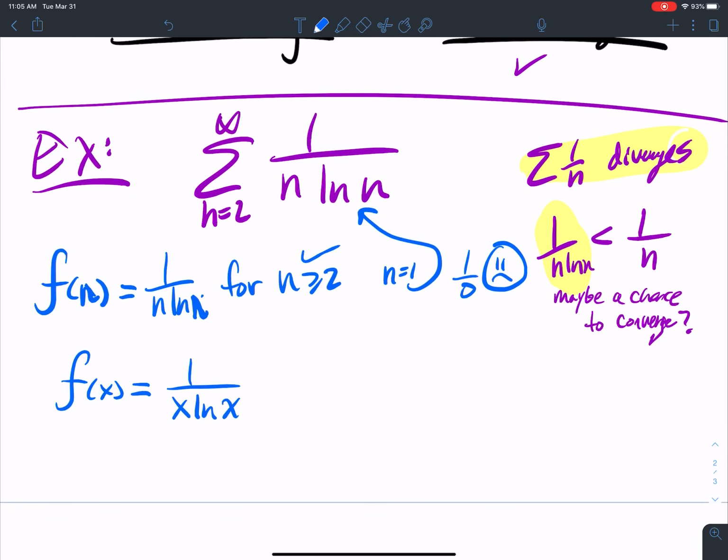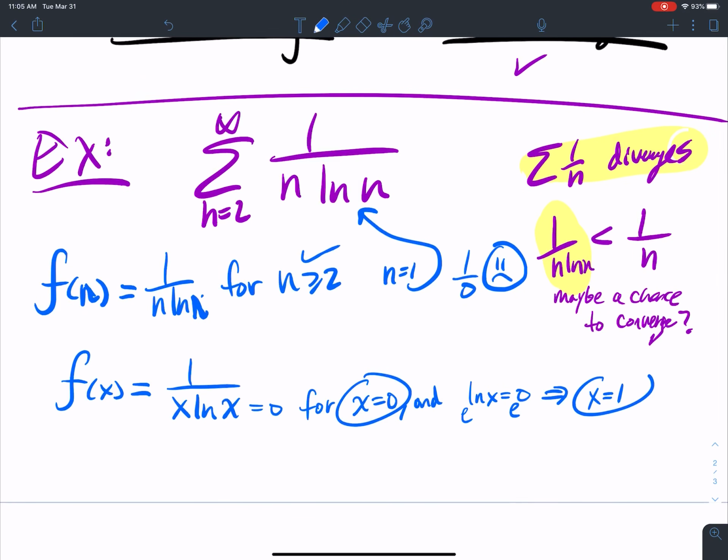Is it continuous? Well, the only place it's not continuous is when the denominator is equal to 0. This is equal to 0 for x equal to 0, and ln x equal to 0, so exponentiating both sides, I get x equal to 1. So x equals 0 and x equals 1 are discontinuous.